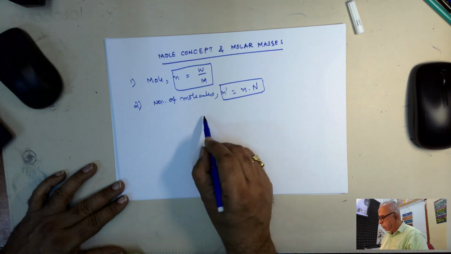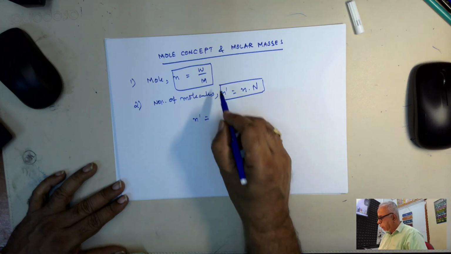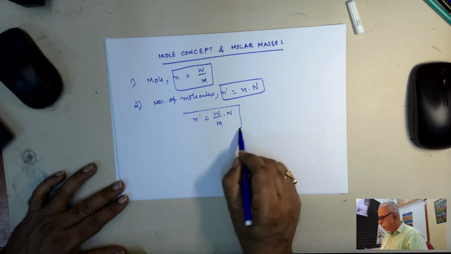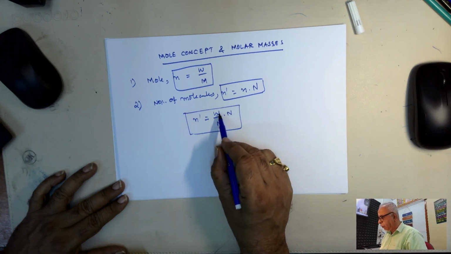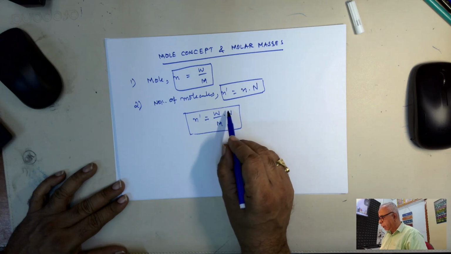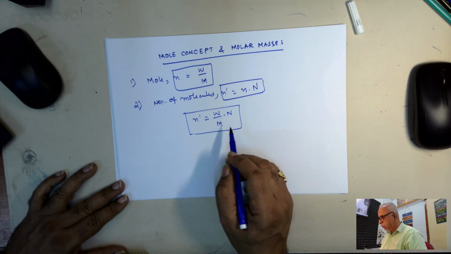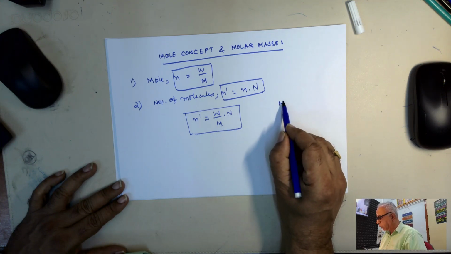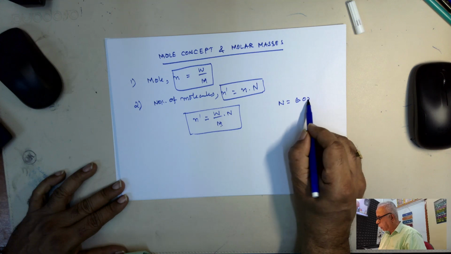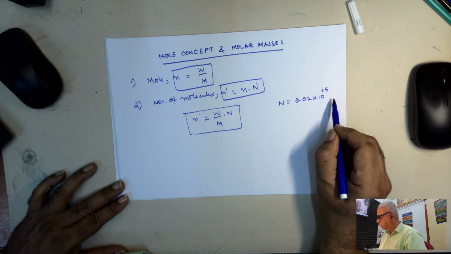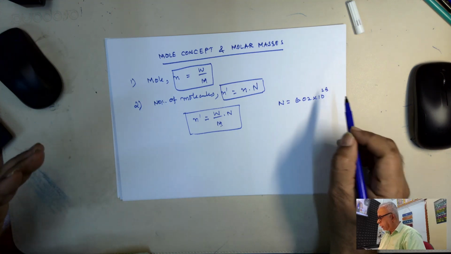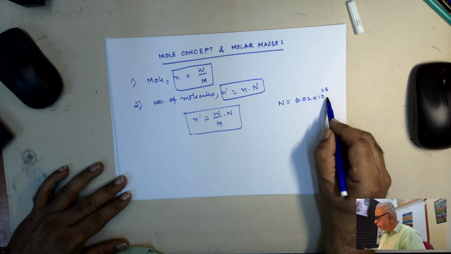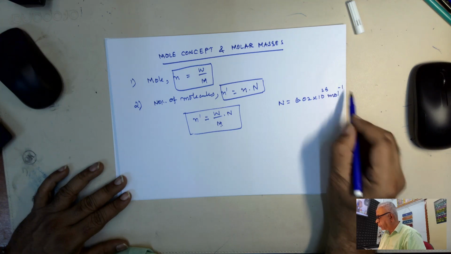And this n can be replaced as W by M. So W by M into N, where W stands for the mass or the weight, M is molar mass or molecular weight, and N is Avogadro's number, given as 6.02 into 10 power 23. A number of particles or atoms or ions or anything, it can be just a number but per mole.